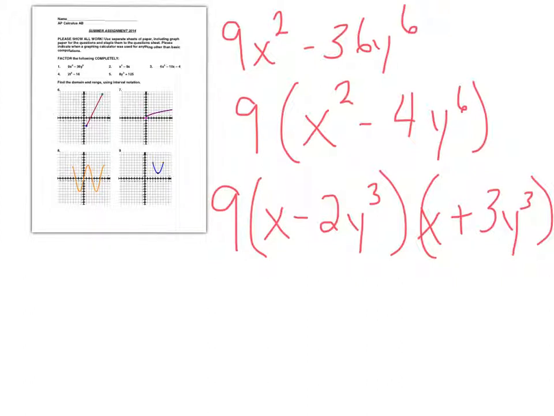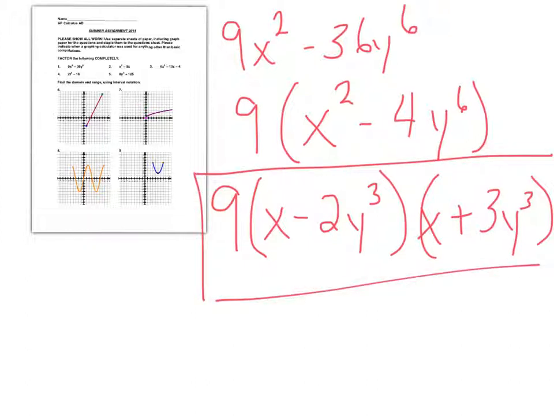Well, 9, yeah, you could split it up into a factor of 3 and 3, but we're not going to do that. We're going to leave it as a coefficient. We don't want prime factors of coefficients here. X minus 2y cubed, that's as far as we can go. Same thing with x plus 2y cubed, can't factor it anymore. So this is factored completely.